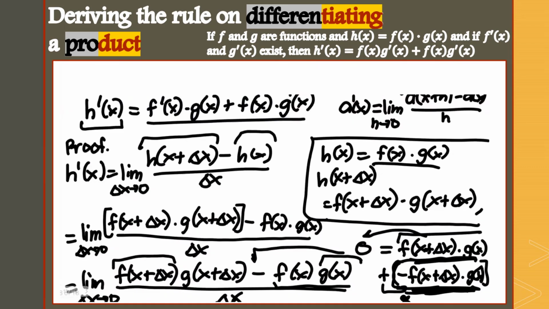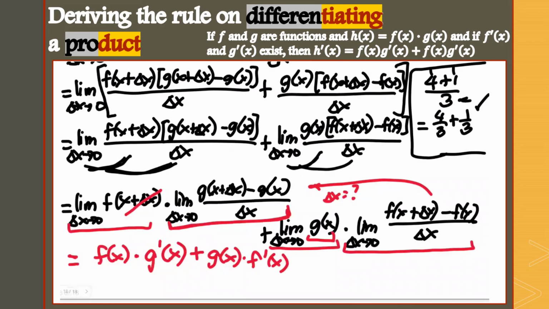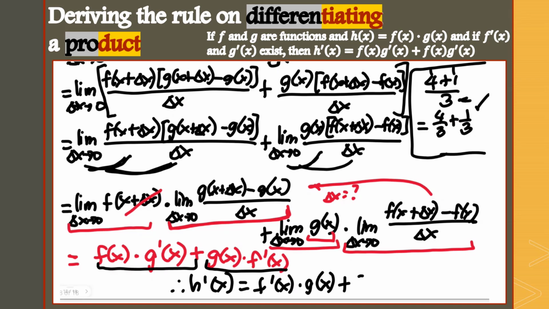Take note of our goal here. Take note of the plus, so it's commutative. You can have it either way, but since this is our target, let me structure the final form using our commutative property. Therefore, h prime of x is equal to, let's start with this, f prime of x times g of x plus f of x times g prime of x. This is the proof for the rule on differentiating a product.